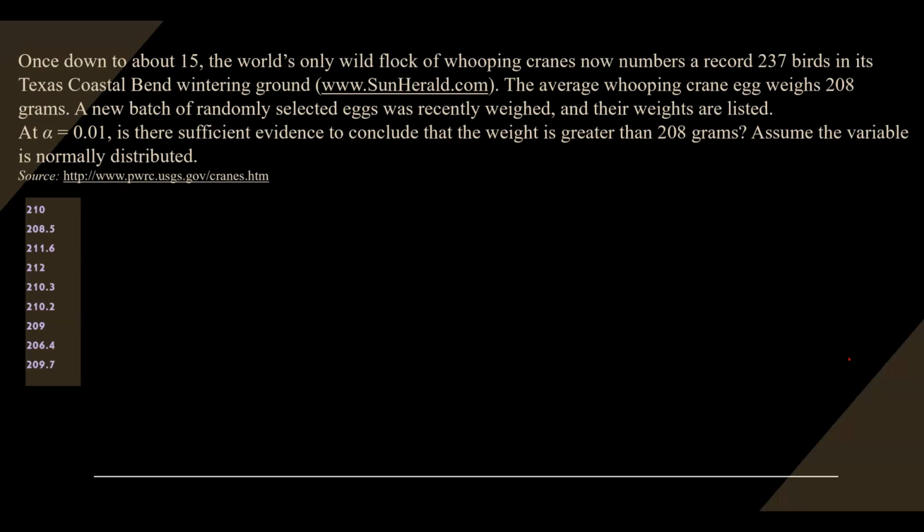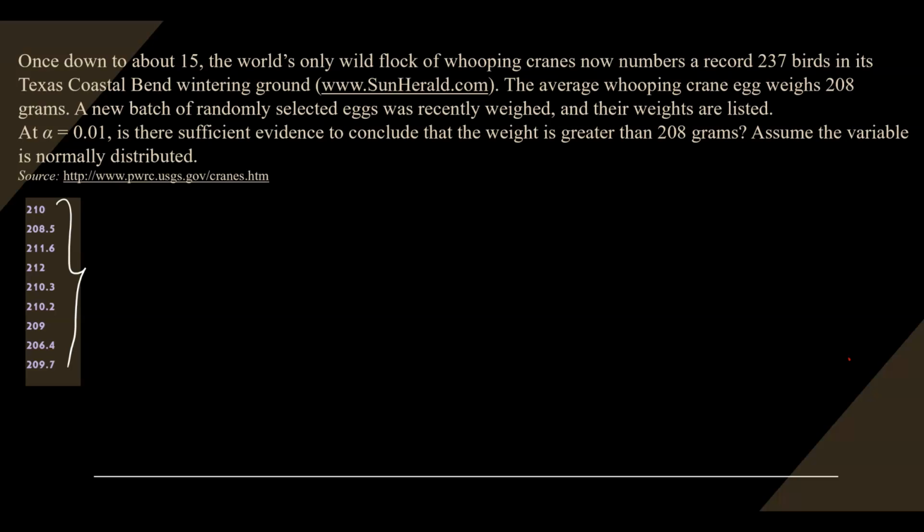Once down to 15, the world's only wild flock of whooping cranes now numbers a record of 237 birds in Texas coastal bend wintering ground, and the average whooping crane egg weighs 208 grams. A new batch of randomly selected eggs was recently weighed, and their weights are listed. So here we have some weights of our crane eggs. At alpha equals 1%, is there sufficient evidence to conclude that the weight is greater than 208 grams? Assume the variable is normally distributed.